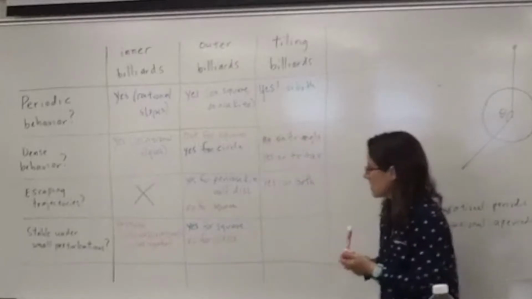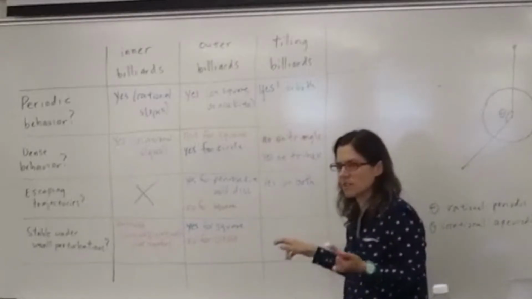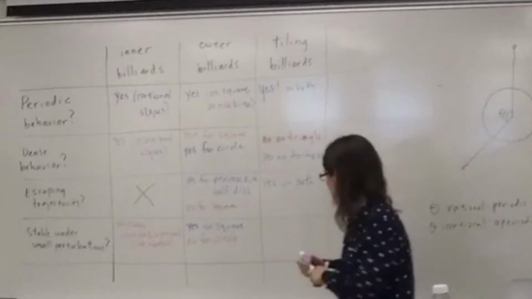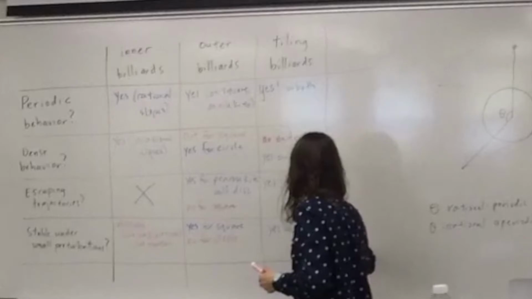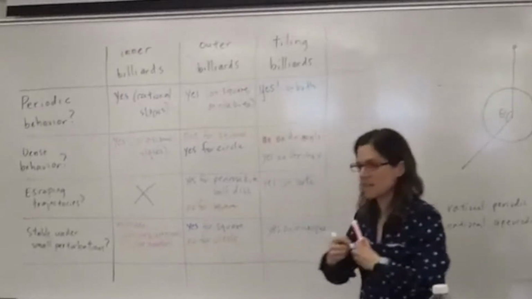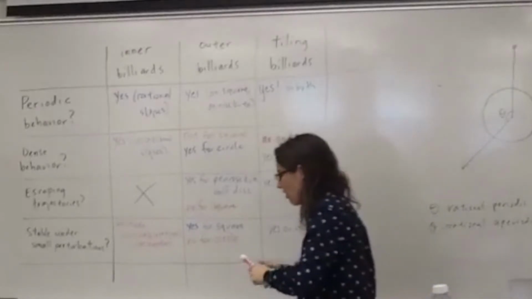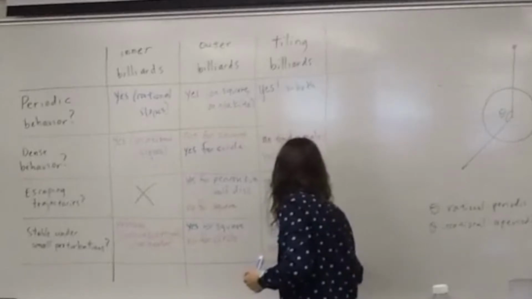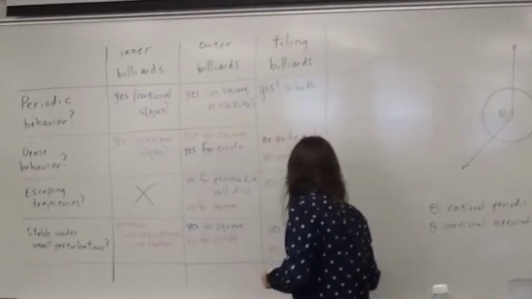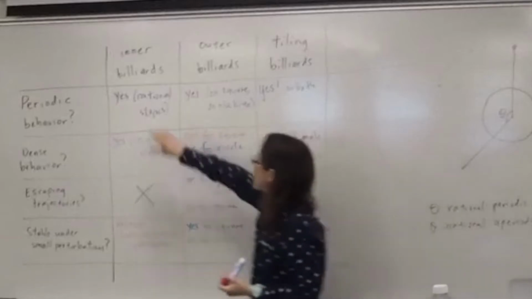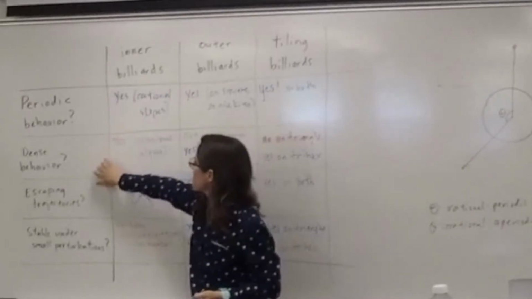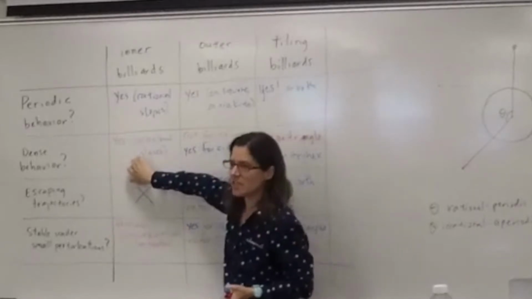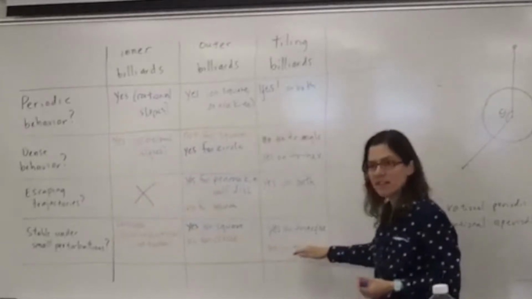And how about, is it stable under small perturbations? How about for the triangle tiling? Yes, it's stable. How about for the tri-hexagonal? No. I think that's kind of interesting that we started talking about inner billiards where periodic behavior was for rational directions and dense behavior was for irrational directions, and it turns out that the tri-hexagonal tiling is quite similar.